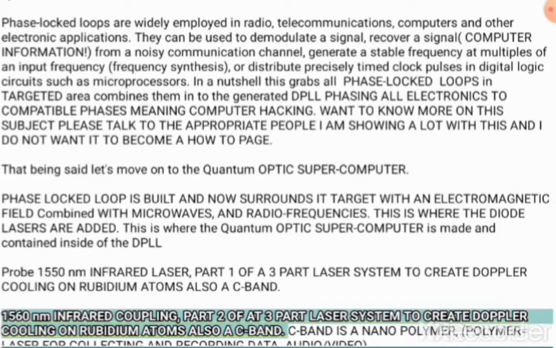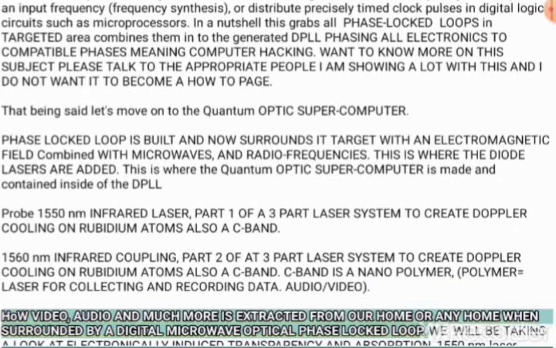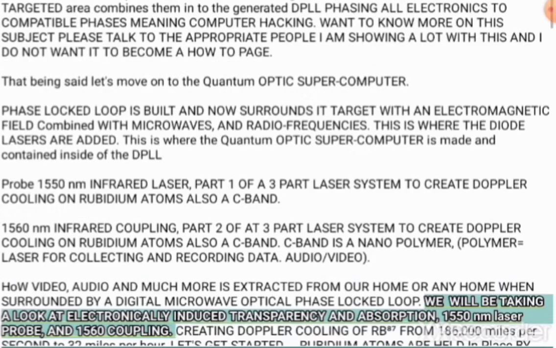1560 nm infrared coupling, part 2 of a 3-part laser system to create Doppler cooling on rubidium atoms, also AC band. C-band is a nanopolymer. Polymer equals laser for collecting and recording data. Audio, video. How video, audio, and much more is extracted from our home or any home when surrounded by a digital microwave optical phase locked loop.